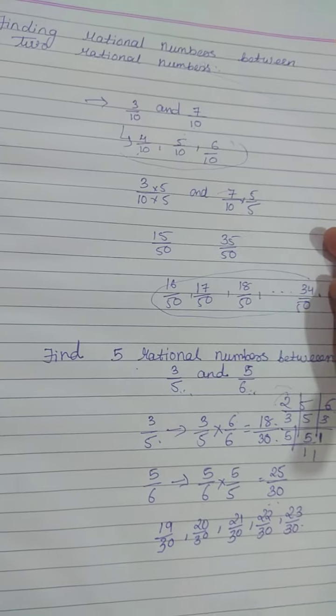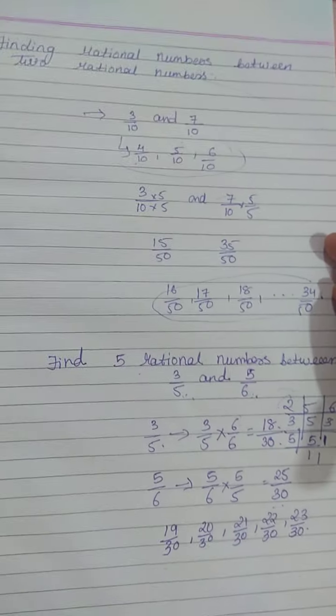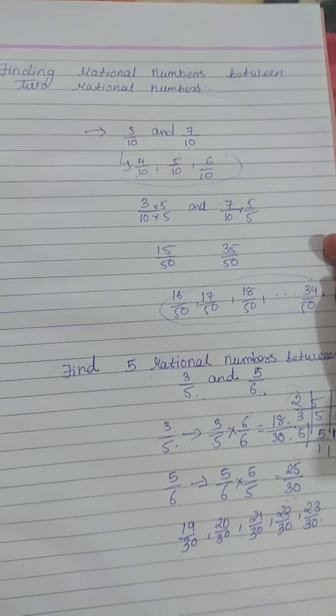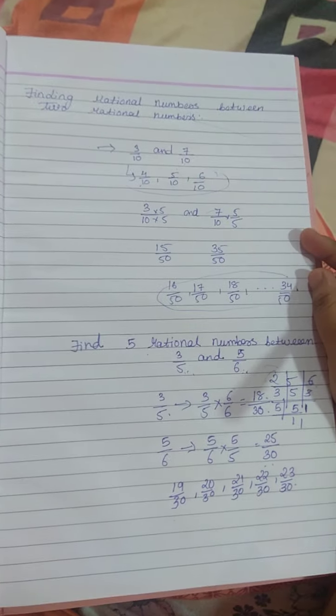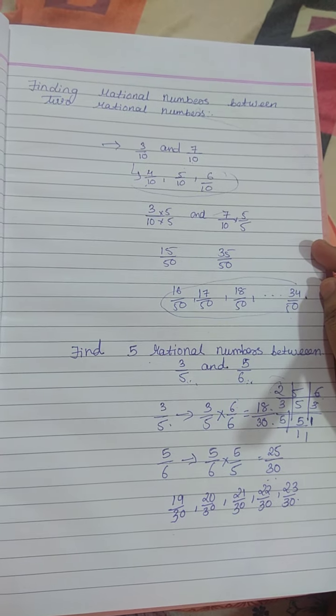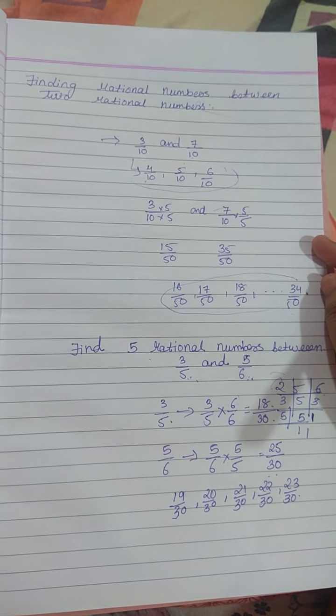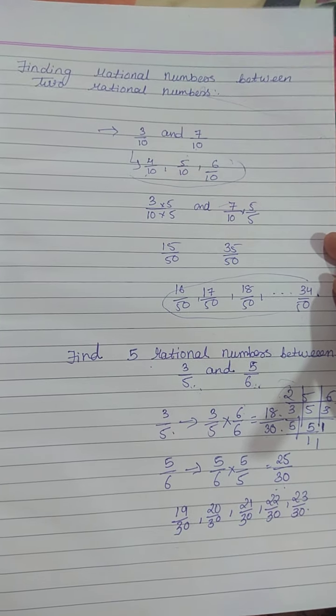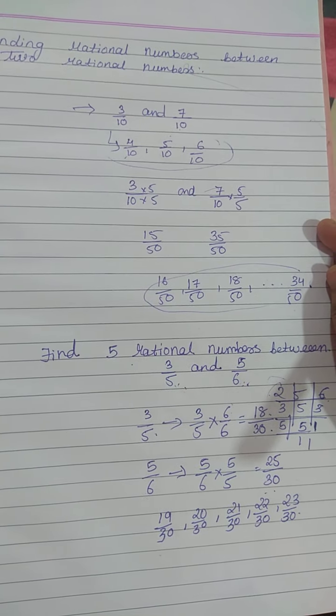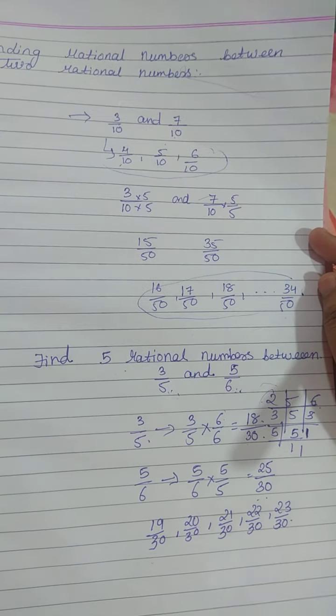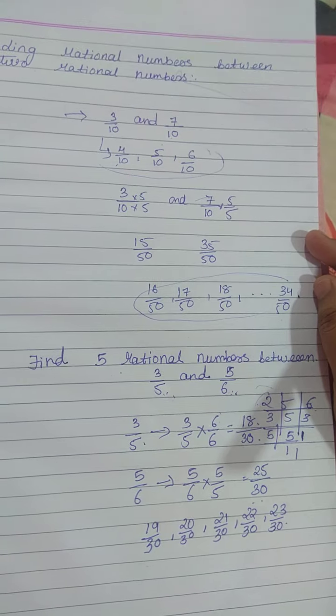So between two rational numbers, how many rational numbers are there? There are infinitely many rational numbers. So this way you have to find the rational numbers between the two given rational numbers.